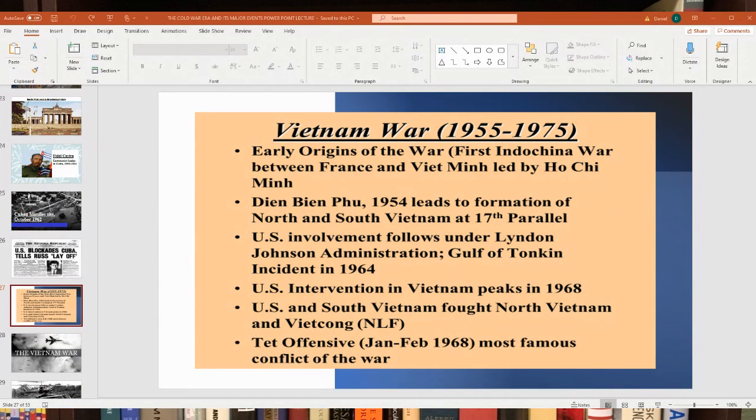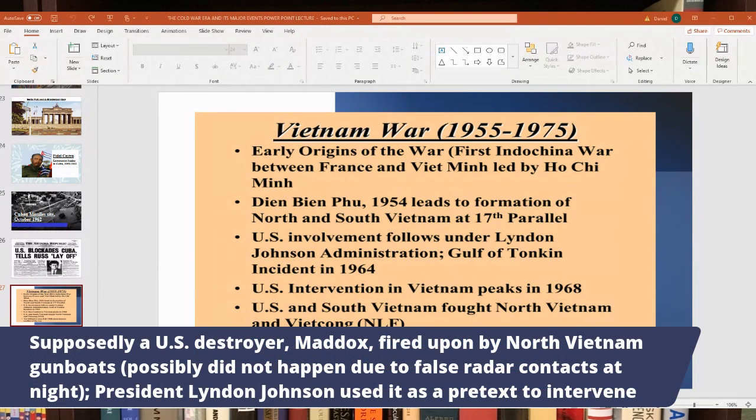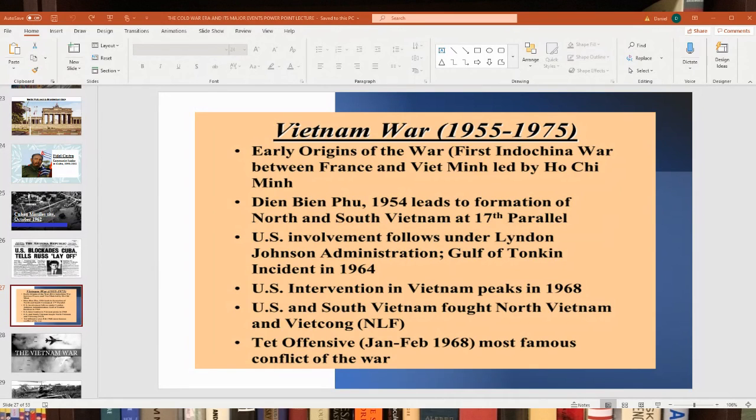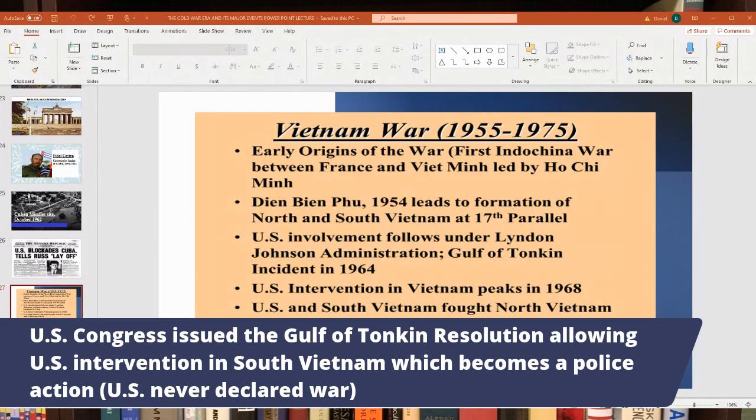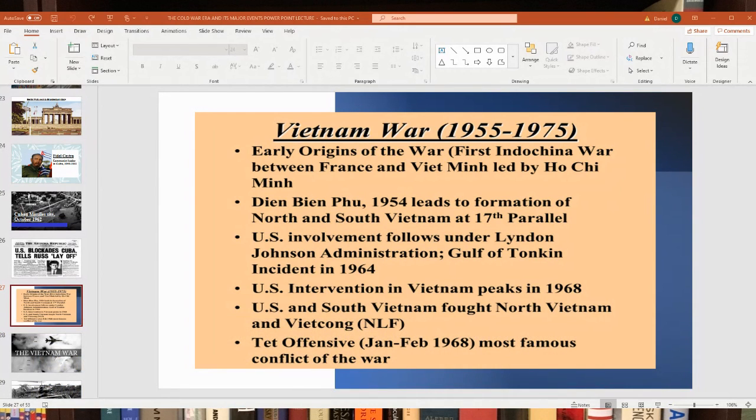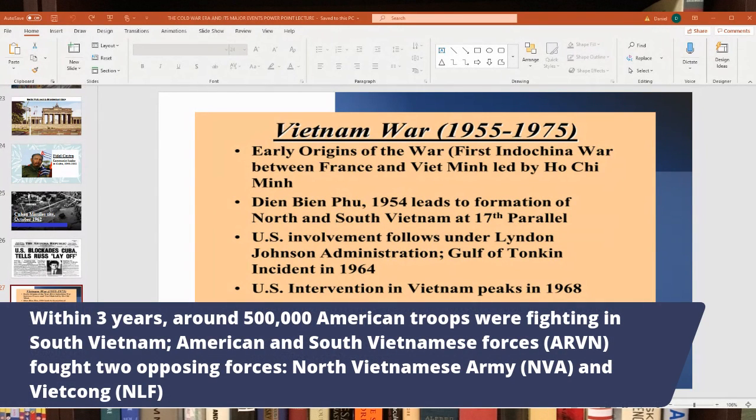But Lyndon B. Johnson, who was president at the time, decided to intervene because of this, to get involved. And so the United States got involved in Vietnam through what is called the Gulf of Tonkin Resolution, which basically allowed us to send troops there. And it was an undeclared war. It was like what they call a police action, where we kind of intervened. And within the next few years, between 1965 and 1968, the U.S. at one point had close to 500,000 troops there, fighting in South Vietnam.